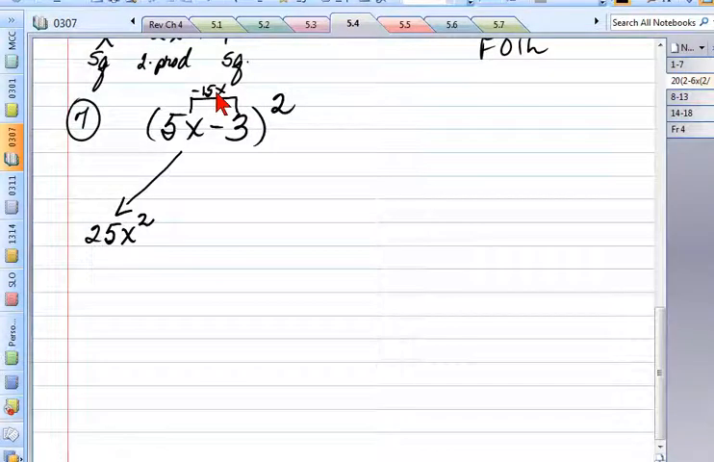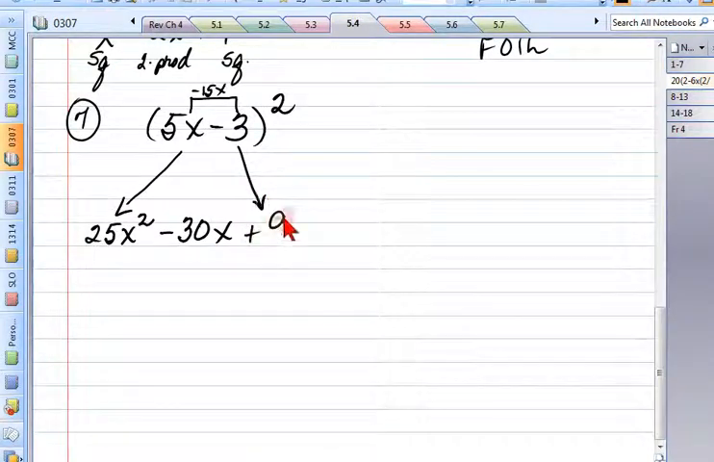Not square it, but multiply it by 2. So it's negative 30x. Just double it. And then square the last one for plus 9. The first term will always be positive. The last term will always be positive. And the middle term is always 2 times the product. Square, 2 times the product, square. If this squaring process becomes confusing to you, or if you forget it, do it by FOIL.